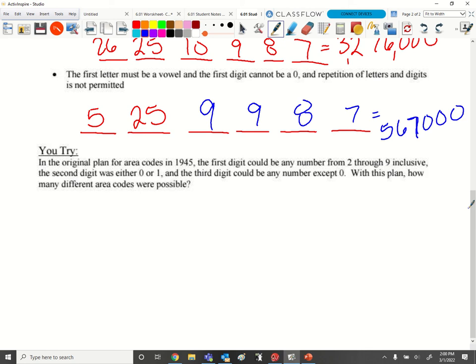Try it. It's an area code. It's the first 3 digits on your phone number.